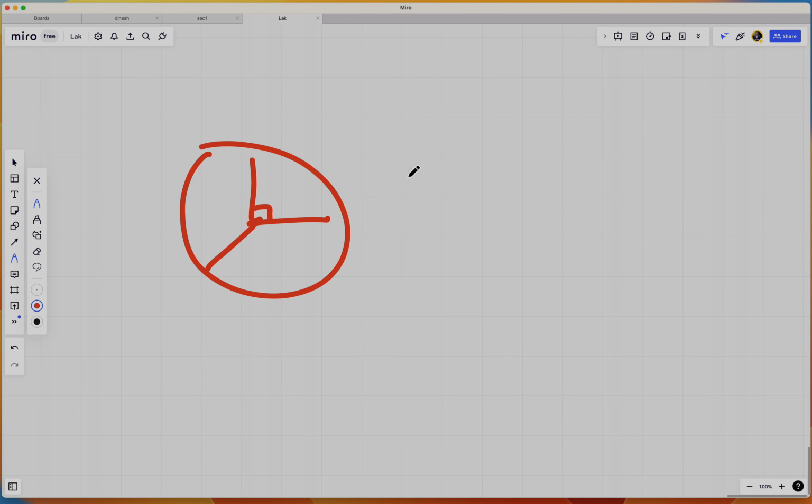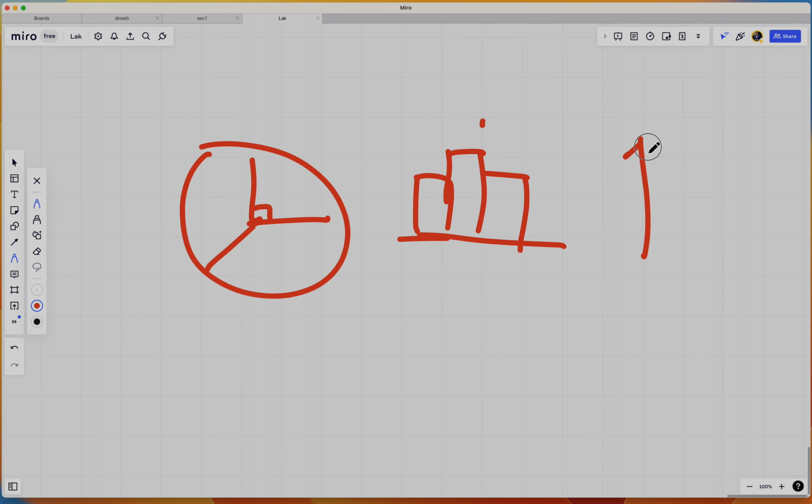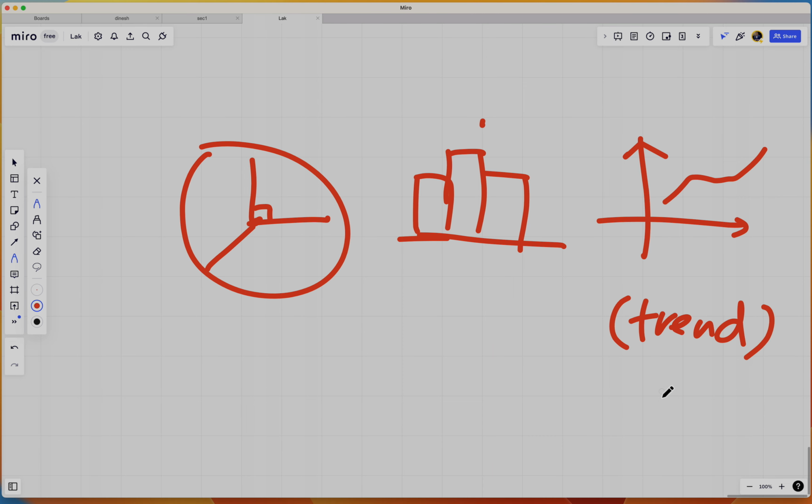Then you have a bar chart, or sometimes they call this histogram. And then you have the line chart. Sometimes they will ask why use the bar chart instead of the line chart. This one is for you to see the trend. Line chart is for you to see the trend, whether it trends up or it trends down. So this one is for comparison.